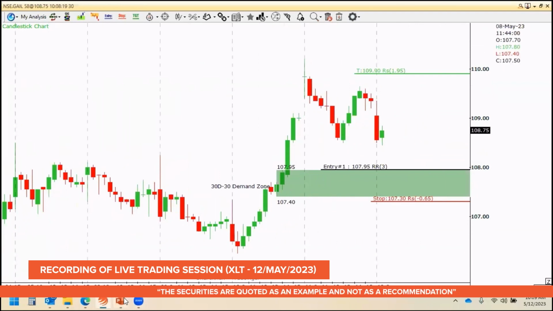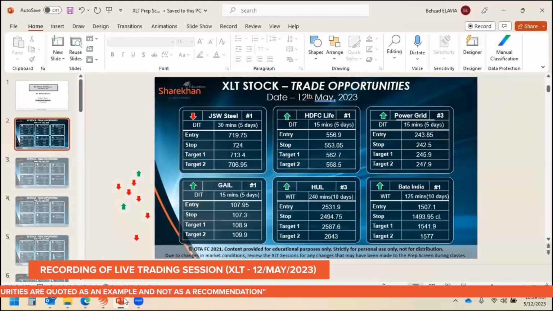So I have this authentic rally-based rally. I'm trying to go definitely with type 1 entry because it's an authentic 30 minutes good structure over here. So it's coinciding with my daily green candle also. So I don't want to wait for any confirmations. Straight away, I want to go with type 1 entry over here.